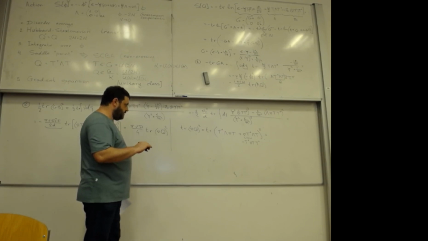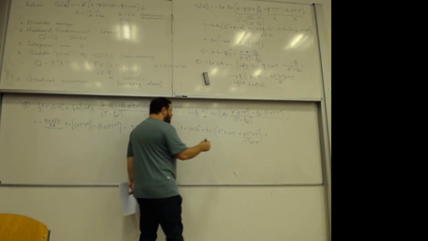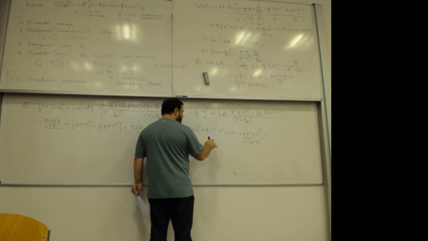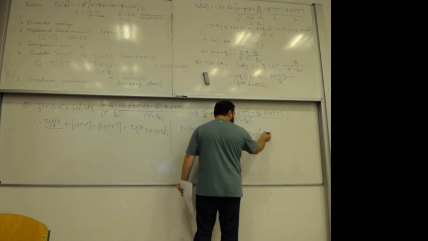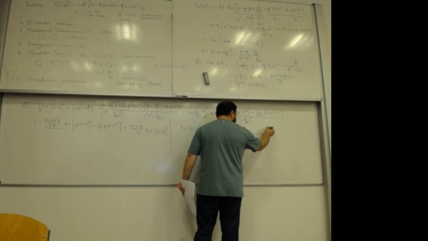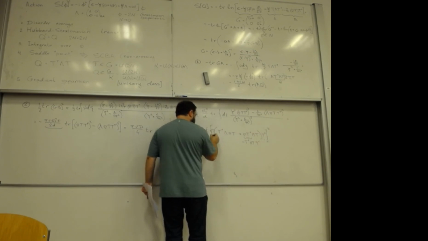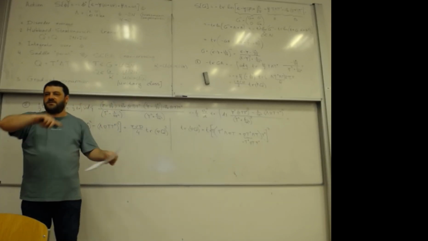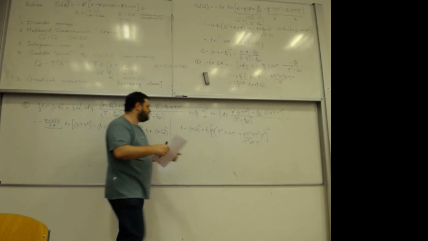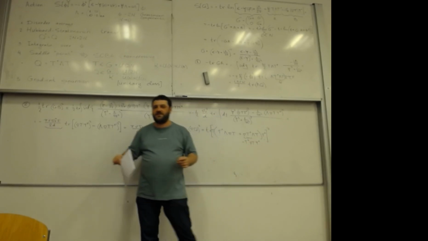Let's do something here. Let's multiply the whole bracket by the matrix T from the left and by the matrix T dagger from the right. Under the trace, it's a cyclic thing, so T cancels against the T dagger.